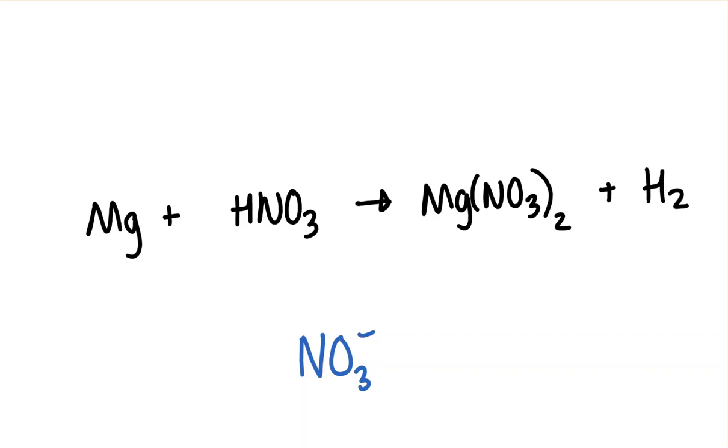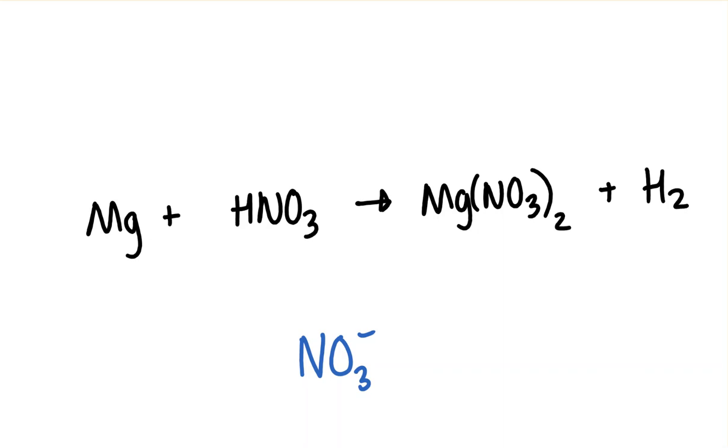Notice that nitrate does not change. It's nitrate before the reaction and it's nitrate after the reaction. And that means that I can balance nitrate groups instead of balancing nitrogen and oxygen separately. The other thing I should be looking at is that I don't see nitrogen or oxygen anywhere else besides in the nitrate. A lot of times polyatomic ions remain intact, and so it makes the balancing a little easier.